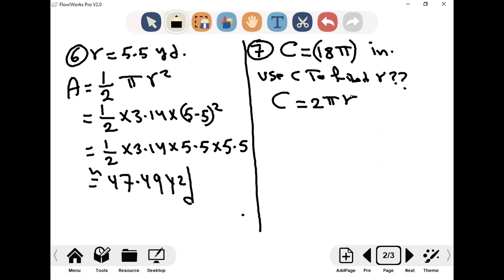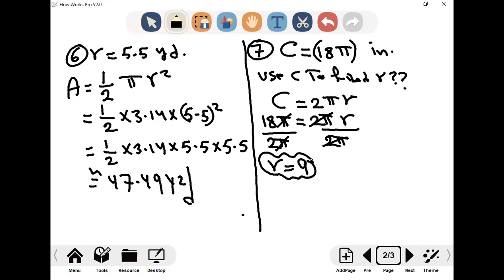Keep your steps under each other. Under the C, I will write 18 pi. The 2 pi r comes down, and I want r, right? So I need to get rid of the 2 pi, which is the coefficient. I will divide both sides by 2 pi. The 2 pi with 2 pi are gone. Now r equals, this pi with this pi also crossed, 18 divided by 2, how much? So the radius is 9.